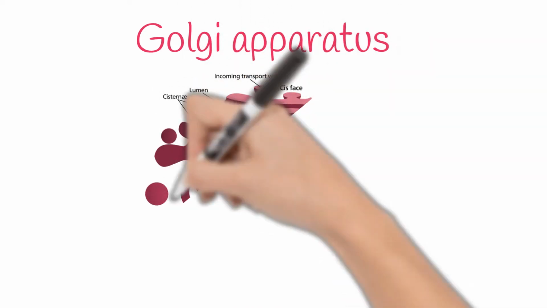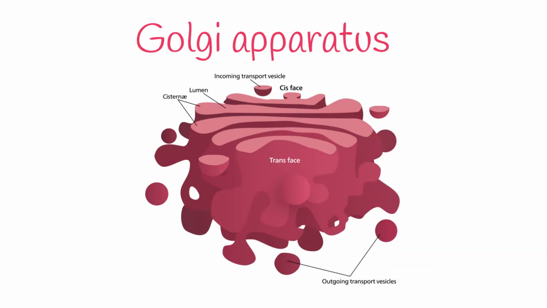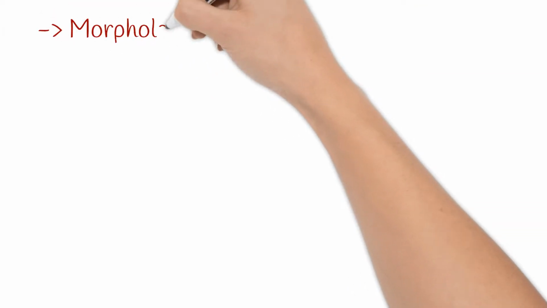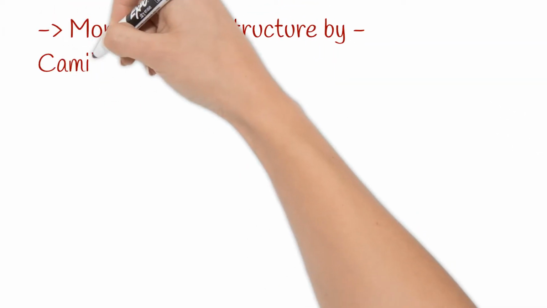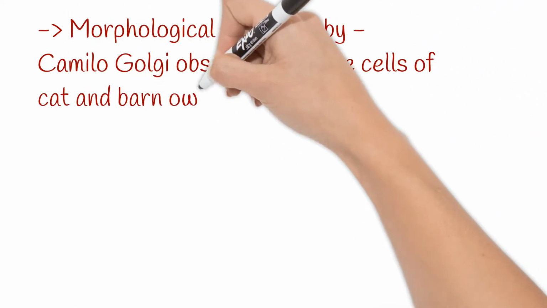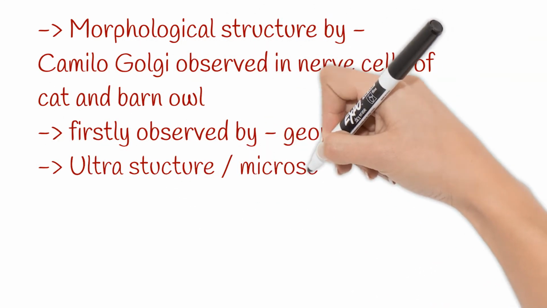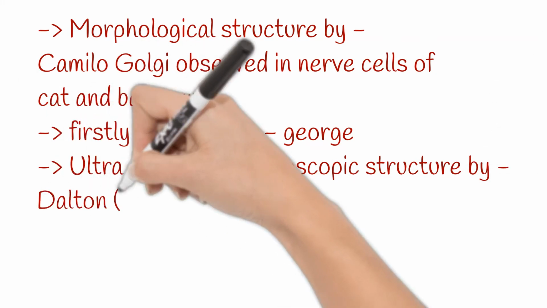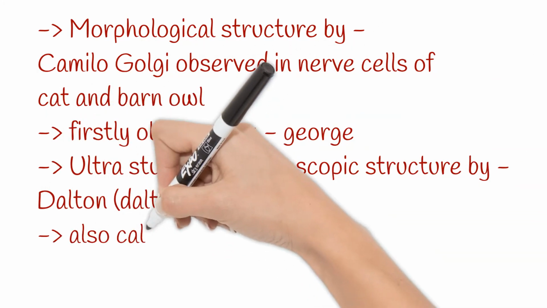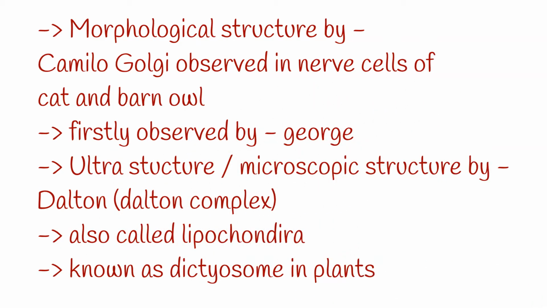In this video, we will discuss the cell organelle Golgi body. The term Golgi body was given after the scientist Camillo Golgi, who described its morphological structure when he observed it in nerve cells of cat and barn owl. While it was first observed by Golgi, its ultrastructure was given by Dalton, so it's called the Dalton complex. It's also known as lipochondria. In plant cells, it's also called the dictyosome.